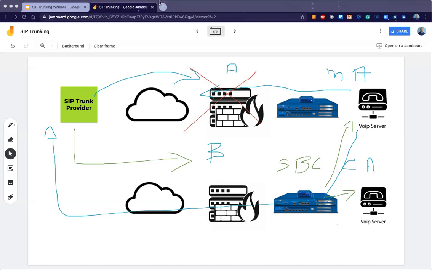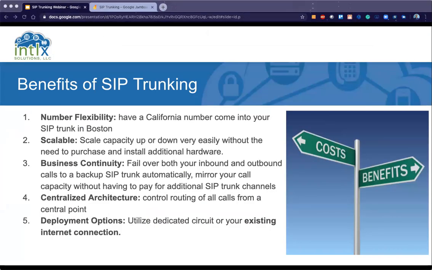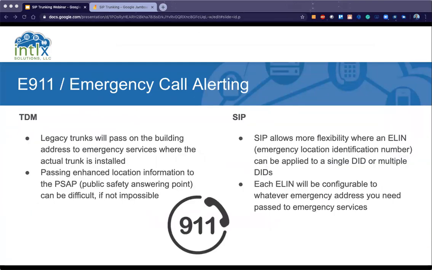So let me transition back over to our slide here. One of the things I want to talk about, and you may be wondering about, and this is a big one, is E911 emergency call alerting. With our legacy circuits, this was really easy to do because the billing address or your service address, wherever that circuit was installed, would be the address that was sent out to your public safety answering point, or your PSAP. Basically, that's who's going to take that 911 call. They're going to get a screen pop with the origination address of who made that emergency call. On your TDM circuits, again, that's your billing address.